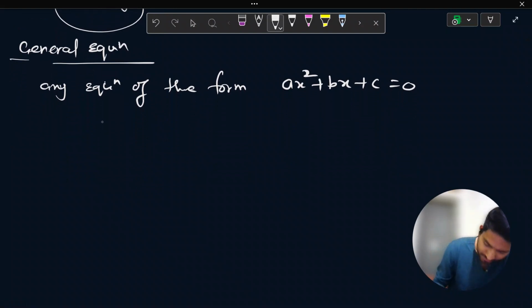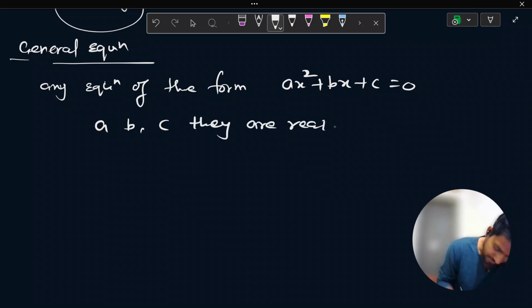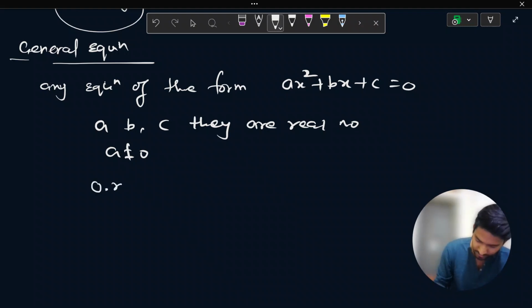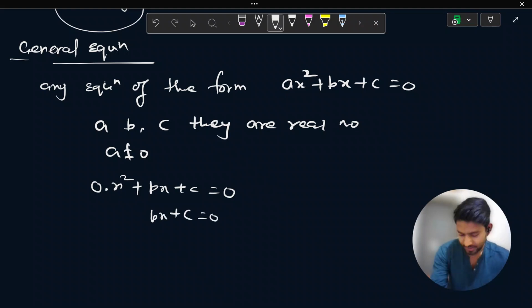Here, what is a, what is b, what is c? They are real numbers, any real number, except a cannot be 0. Why? You may ask me why a cannot be 0. If we put a equal to 0, let's see what happens. 0 into x square plus bx plus c equal to 0. 0 into x square becomes 0, so we are left with bx plus c equal to 0. You can see that the quadratic equation ultimately converts into a linear equation, so our purpose of studying the quadratic equation will not be served, right?